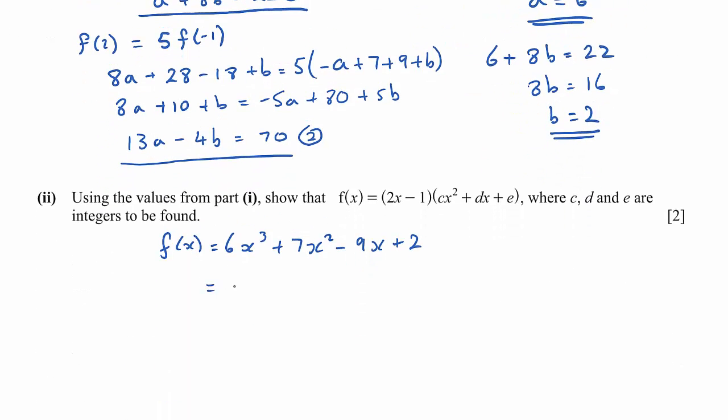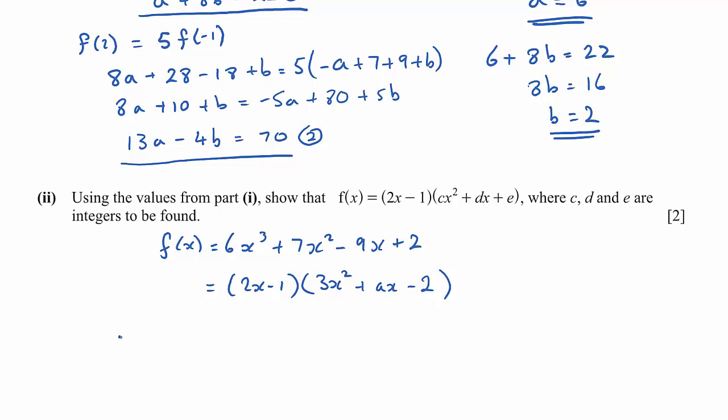So if we take a 2x minus 1 out of there, since we want to get 6x cubed, that means I'm going to need 3x squared here. If I want plus 2 at this back end, I'm going to need minus 2 here, and so I just need to figure out what the middle is.